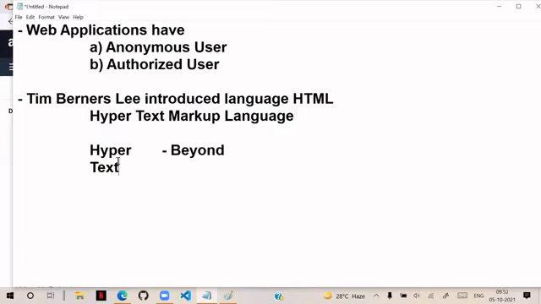Then what is markup language? What is the concept of markup language? Hypertext is okay, understood. Everyone understood the word hypertext. Then what is markup language? See, actually, the word markup came from the computer term called marking up. It is a general computer term, marking up.